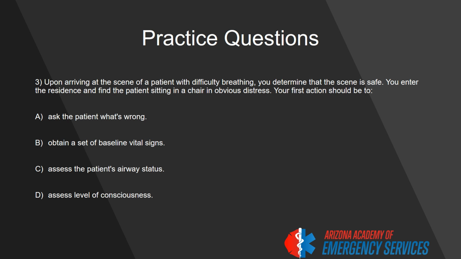Question 3. Upon arriving at the scene of a patient with difficulty breathing, you determine that the scene is safe. You enter the residence and find the patient sitting in a chair and is in obvious distress. Your first action should be to A. Ask the patient what's wrong. B. Obtain a set of baseline vital signs. C. Assess the patient's airway status. Or D. Assess the level of consciousness. Feel free to pause the video to identify some of the key information.